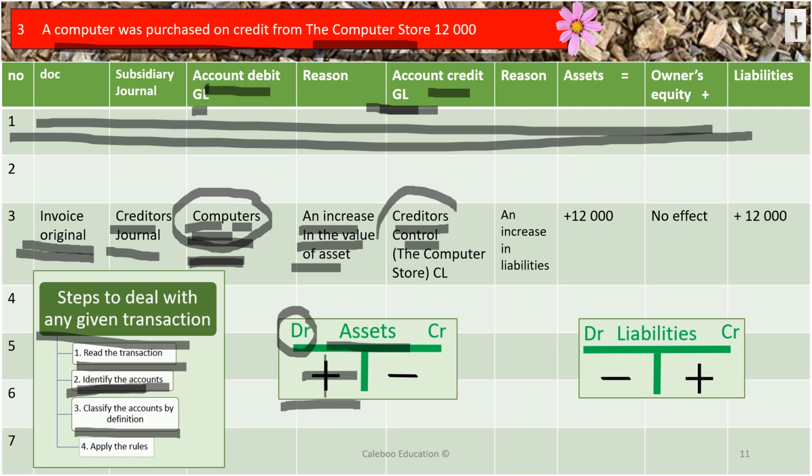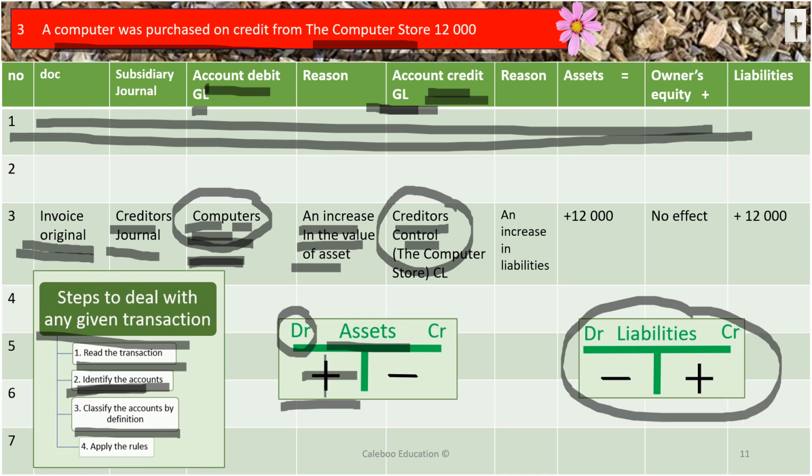Why was creditors control credited? Because according to this rule, a creditor is a liability. We owe our creditor, the computer store, more. There's an increase in liabilities. The rule says credit that account. That is why it appears under account credit. And the reason: an increase in the value of the liability.